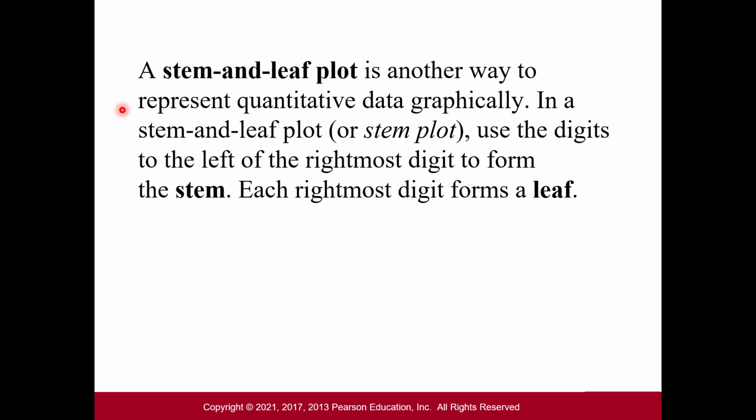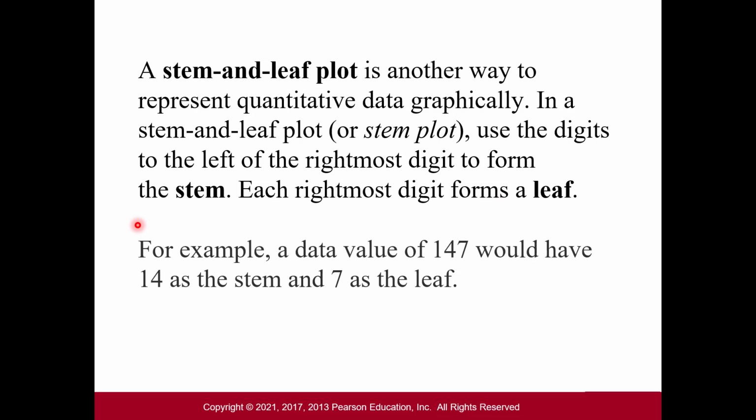A stem and leaf plot is just another way to represent quantitative data graphically or visually. In a stem and leaf plot, also called a stem plot, we use the digits to the left of the rightmost digit to form what we call the stem, and then the rightmost digit forms the leaf. For example, for the number 147, the rightmost digit is 7, so that's our leaf, and the stem would be 14.